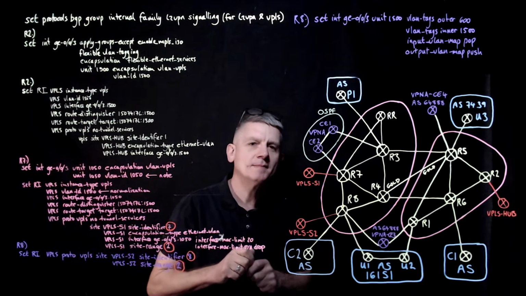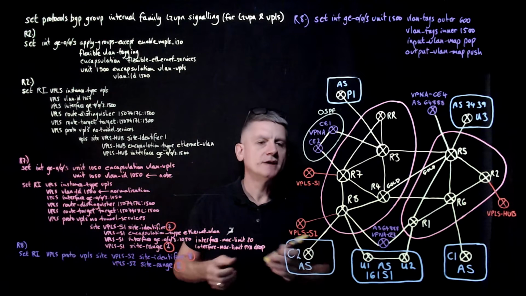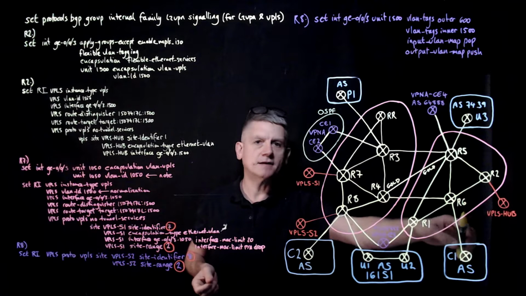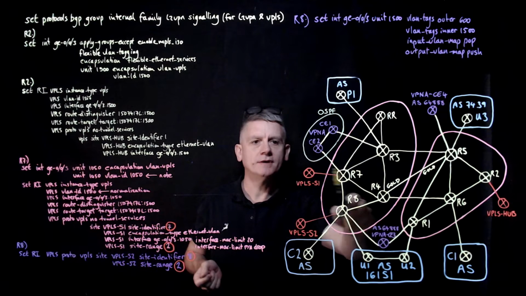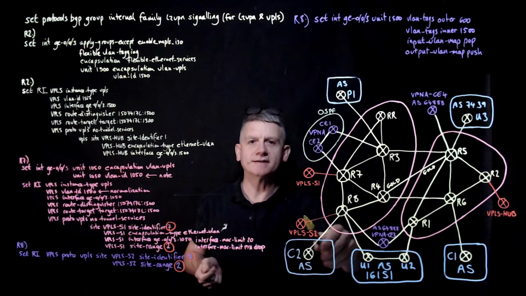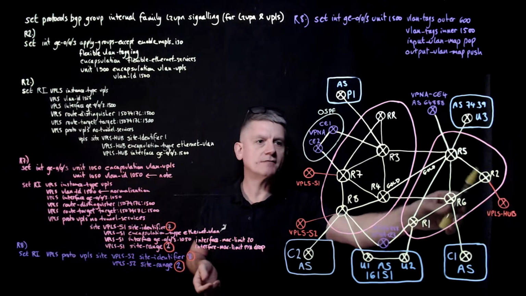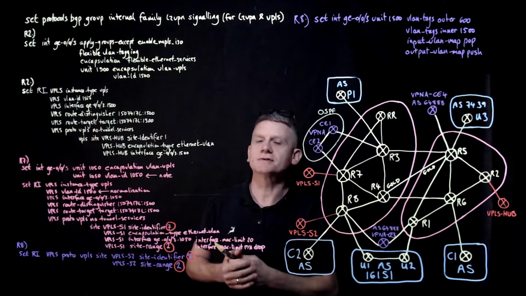Okay, so here we have the VPLS for Superlab 2. Now we have 3 VPLS sites. We have a VPLS hub on router 2. We've got VPLS site 1 and site 2. We're going to be configuring them on router 2, router 7 and router 8.